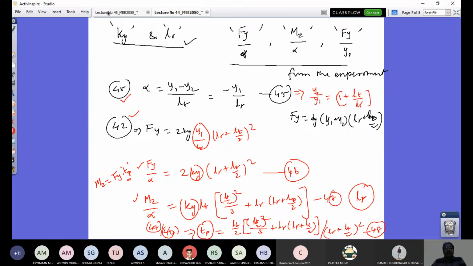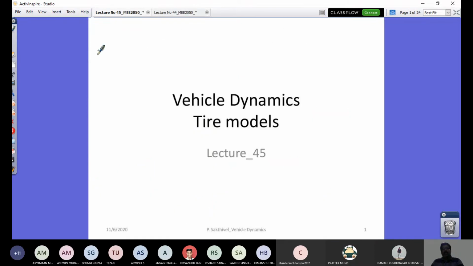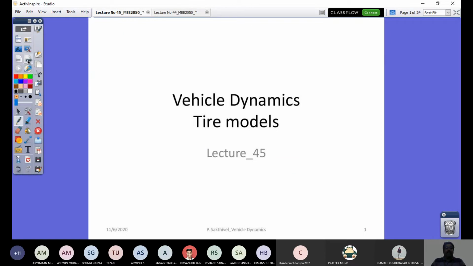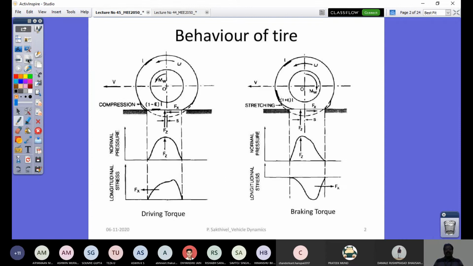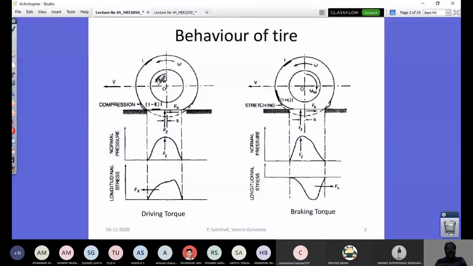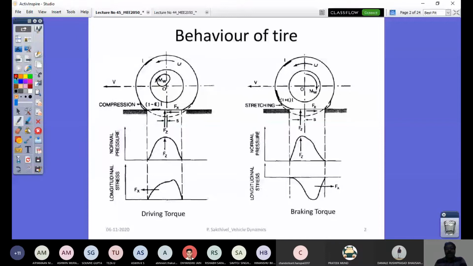For that I have prepared lecture number 45, which is the summary of the tire models we have seen, and what the magic formula model is. We started by understanding the behavior of the tire under loaded and rolling conditions, when a driving torque Mw is applied, or when a braking torque is applied. So how does it behave?